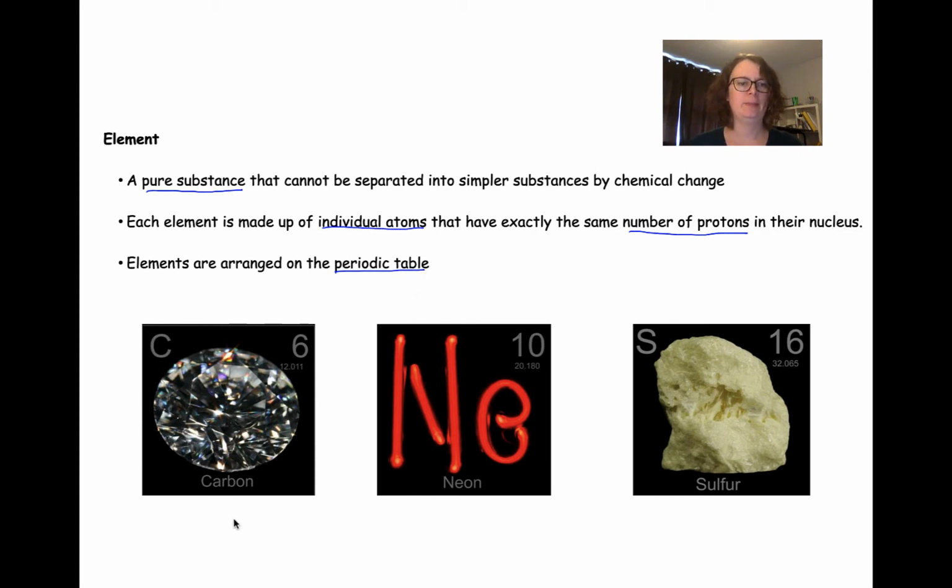All of our elements are arranged on the periodic table, which will become a huge resource for us this year. Examples of elements are carbon. This is a diamond, and every atom in this diamond is a carbon atom, and there are no other types of atoms in this pure substance. We also have neon. You may have seen these in lights around town. Every atom in these tubes is made of neon. And we also have sulfur, which is this sort of yellow solid. And every single atom in this sulfur chunk is exactly the same.